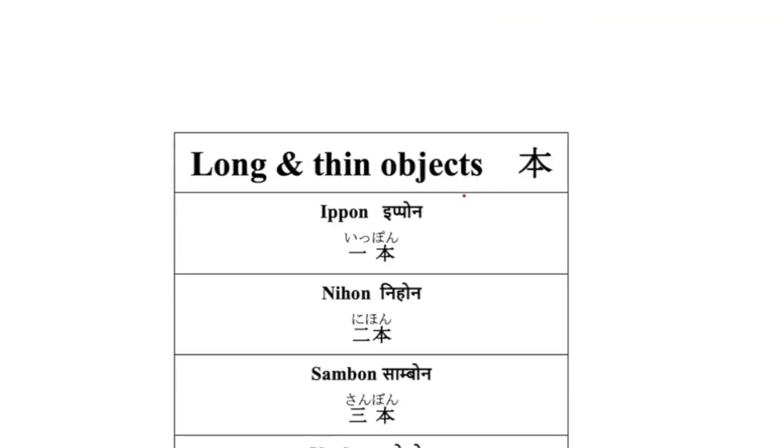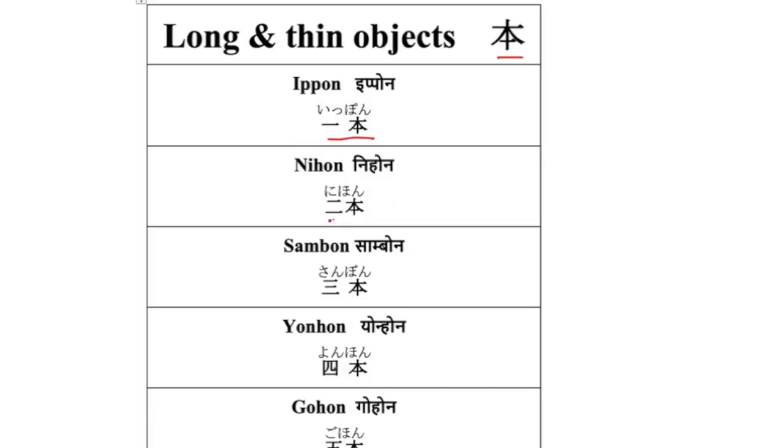To count long and thin objects, this kanji is used. Its kunyomi, the Japanese reading, is moto, and its onyomi, the Chinese reading, is hon. So one long and thin object is ippon. The reading is ippon. So two long and thin objects is ni, hon. Ni means two, and hon. So nihon is two long and thin objects.